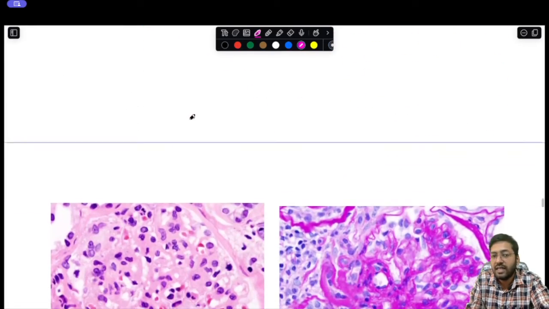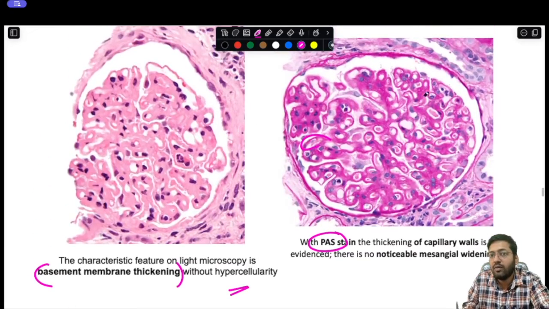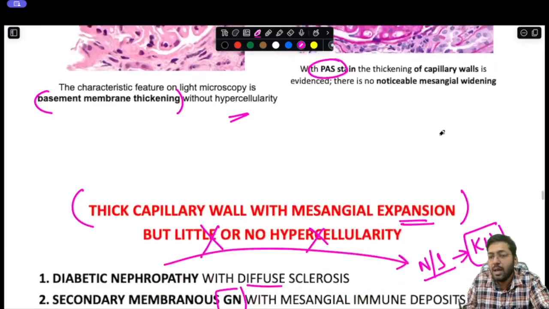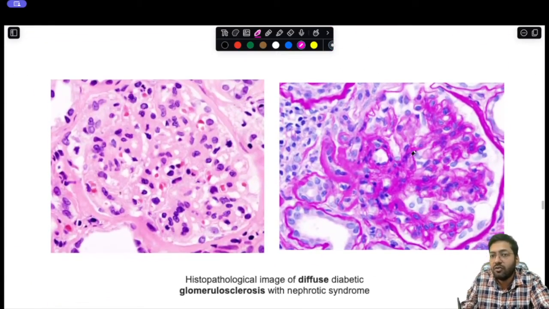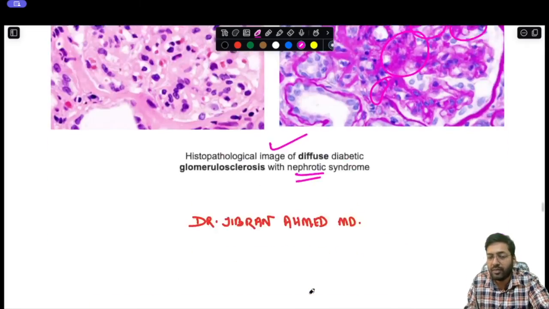mesangial expansion. Okay, so along with this, there is a diffuse diabetic glomerulosclerosis along with some mesangial expansion also. So over here, if you compare this, over here only the capillary walls were thickened, but over here you can also see that diffusely the mesangium is also expanded, as we can see. Okay, apart from the capillaries, the mesangium area is also expanded. So this is a histological image of diffuse diabetic glomerulosclerosis with nephrotic syndrome.